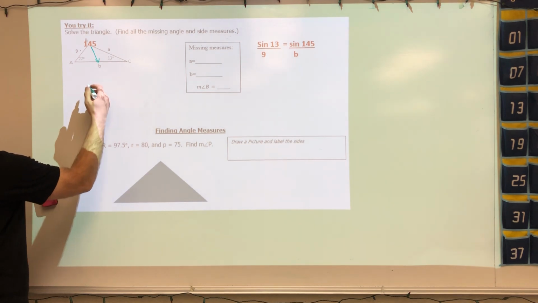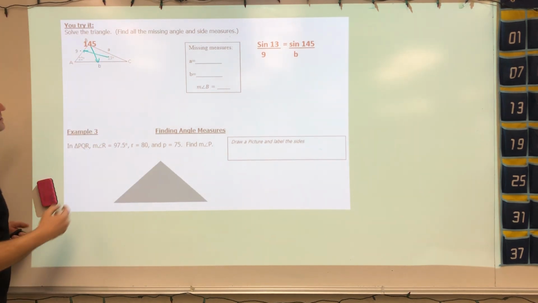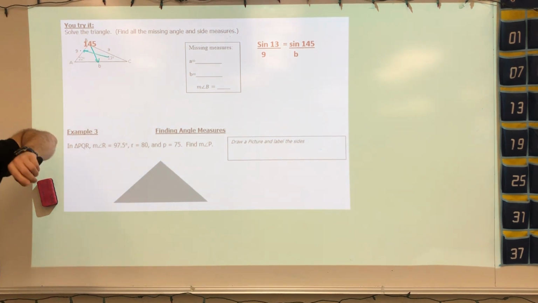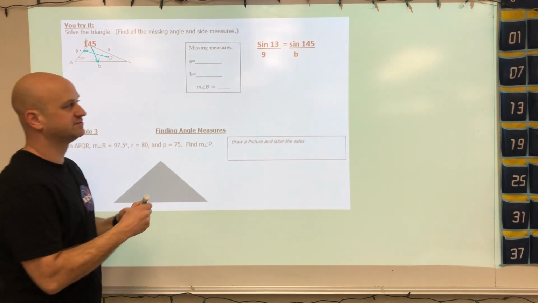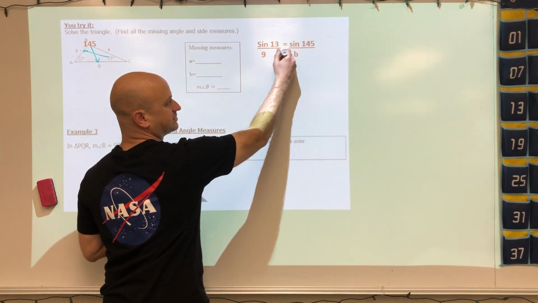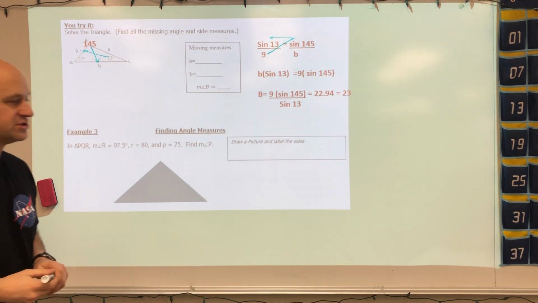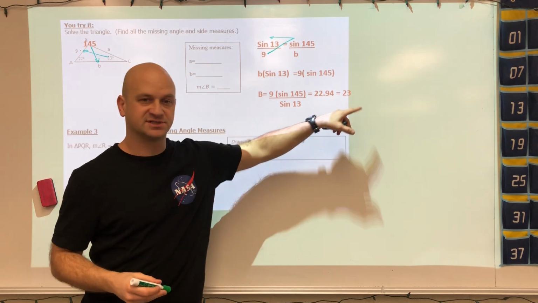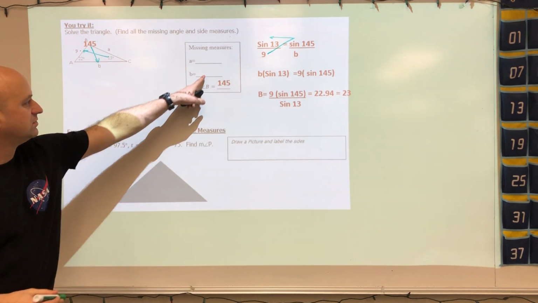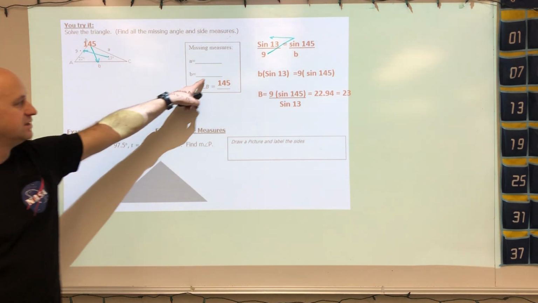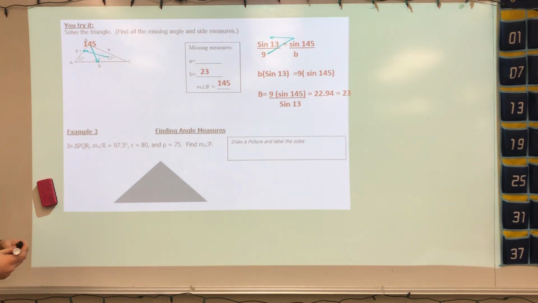So then, in this case here, what I used is sine of 13 over 9, and then I did B first. I'll do A second, but we could have done A first as well. All right, so in this case, where the variable is down here, so we're gonna start across from it, cross multiply, and then divide, and then you should get about 23 for a side length. Okay, so up here we know that this is 145 because we figured it out previously. This is going to be about 23.